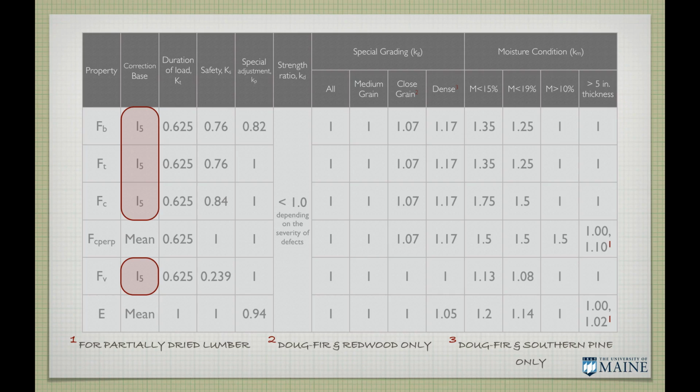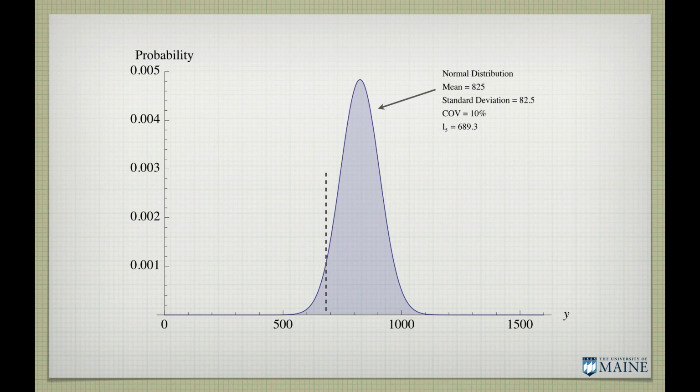All right. So I guess I just talked about the L5. Let's assume we have a normal distribution. We test a lot of pieces. The mean value is 825. Standard deviation is 82.5. Therefore, there's a COV of 10%. The L5 value would be 689.3, which is shown right here, that location. This curve was generated using Mathematica, and then cut and paste. We can show you that later.